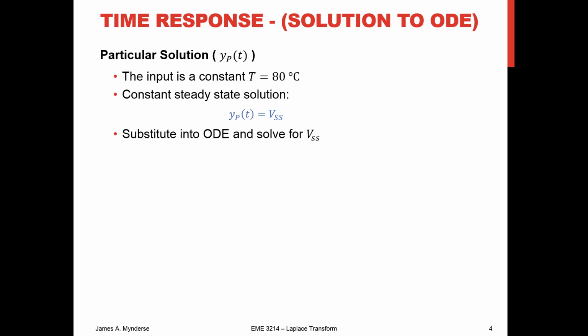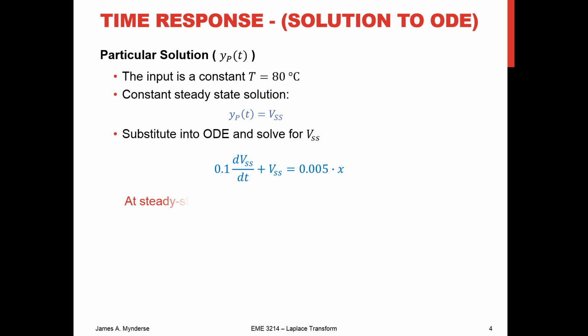So we know that the input is a constant, well, step input, 80 degrees C. And so we know that our particular solution, our steady state value, must be a constant to match our input type. Remember, your steady state solution should match the same input type. If we put in a sinusoid, our particular solution should be a sinusoid. If we put in a step, it should be a step. So in this case, we will just choose it to be some V sub SS for steady state. So if we substitute in, we're going to take our y's and replace them with our VSS. And so we get 0.1 times the time derivative of VSS plus VSS is 0.005 times x. Great, that's our particular solution.